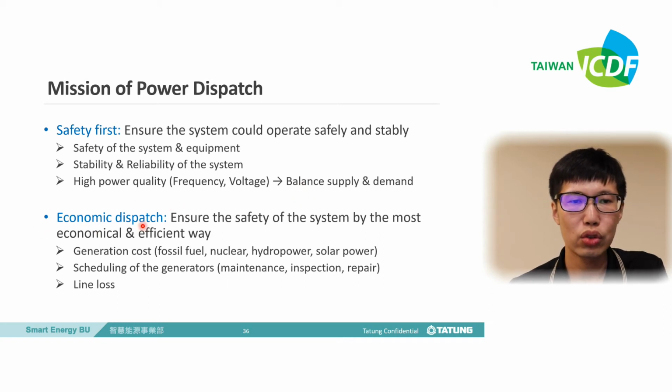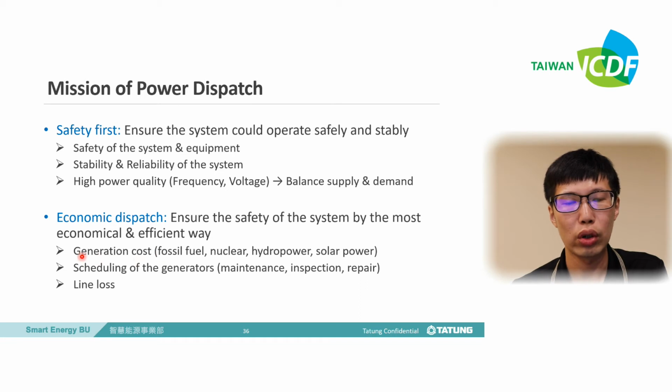And the second mission is economic dispatch. The operator should ensure the safety of the system in the most economic and efficient way, which means he or she should consider the generation cost, the scheduling of the generators and the line loss.